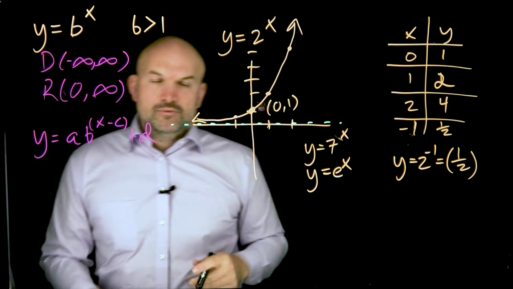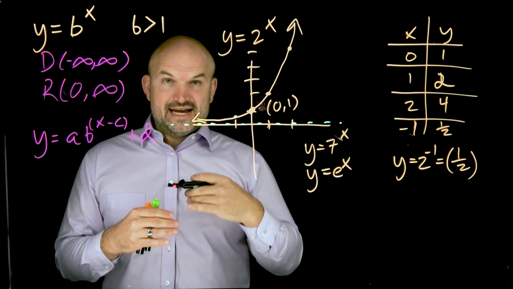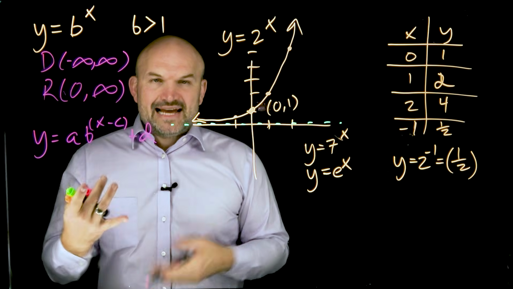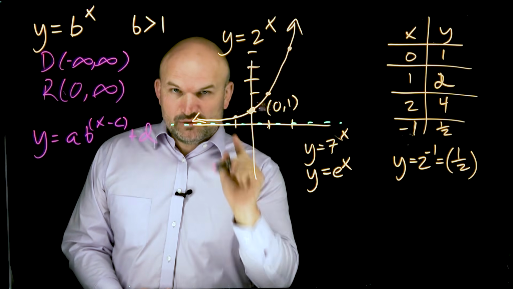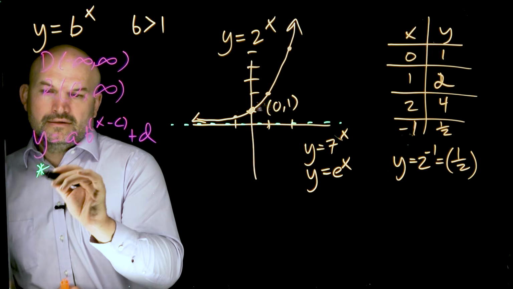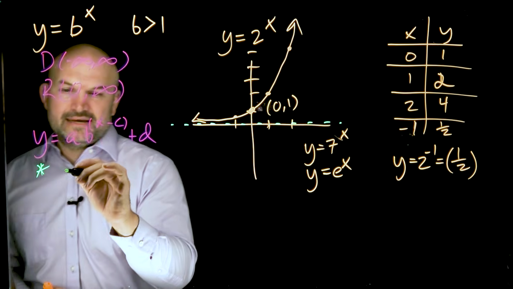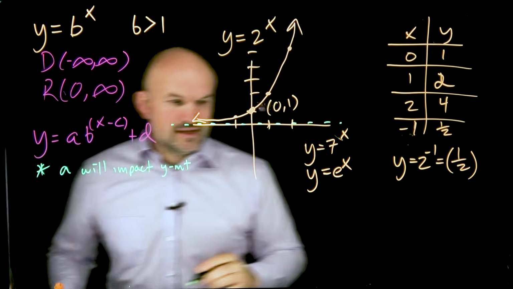Now remember the a. When we talked about a quadratic, a represented a reflection about the x-axis. It was also either a vertical stretch or a vertical compression. The a acts the exact same way with this exponential graph. However, there's something really important that we need to remember. When I have an a, my a is also going to impact my y-intercept.